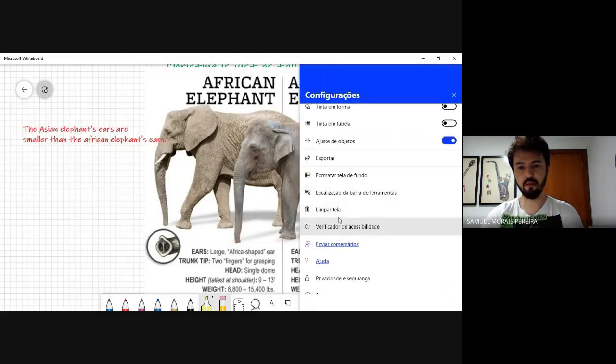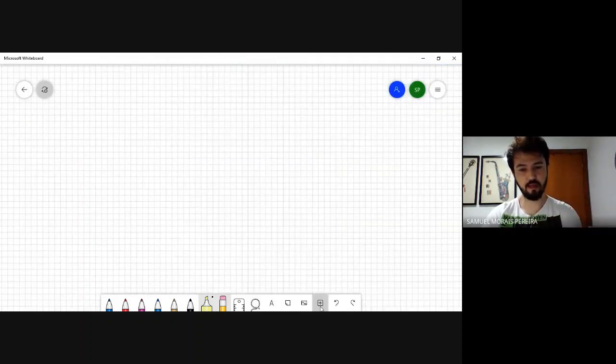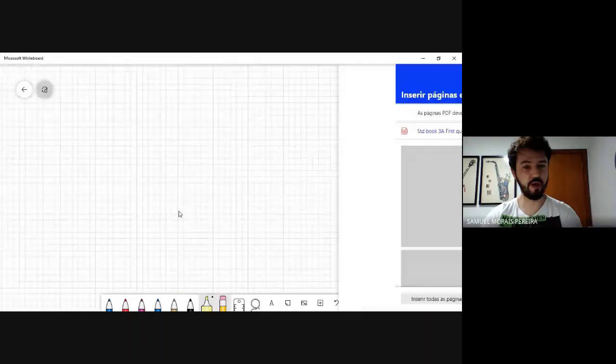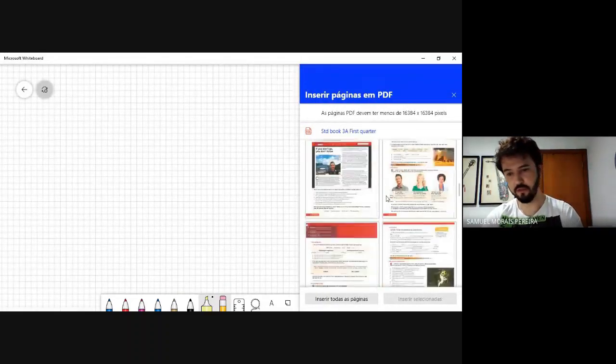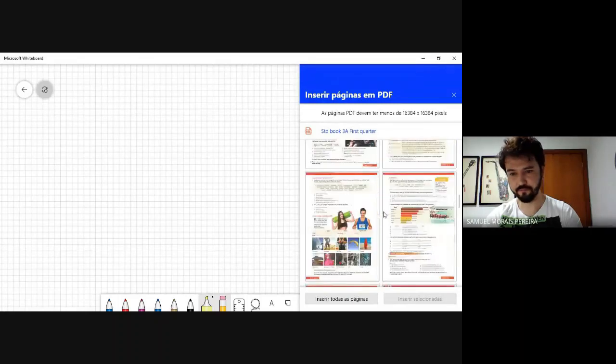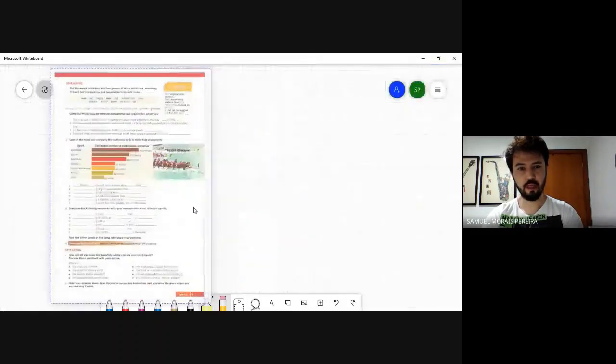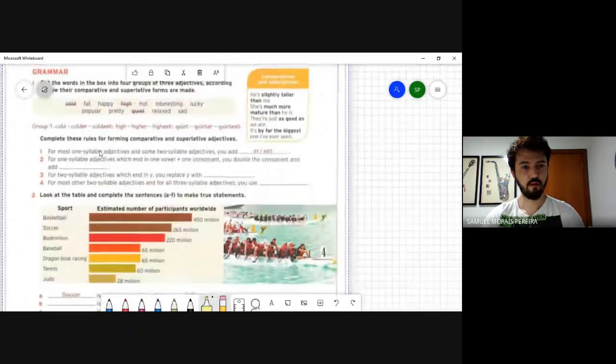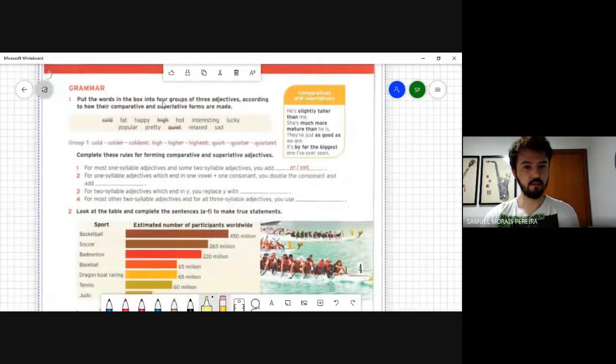Now, let's move to the exercise that you have in your book, okay? I think now remember some structures involving the comparative and superlative in English, okay? So moving on to the exercise, we have here this one. Take a look at the exercise you have here. Put the words in the box into the 4 groups of 3 adjectives according to how their comparative and superlative forms are made. So you have to divide them in groups.